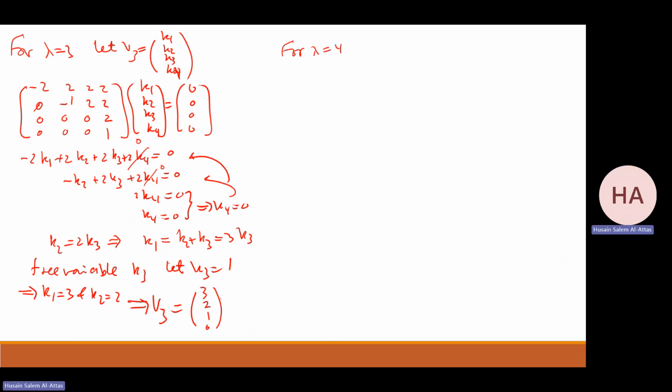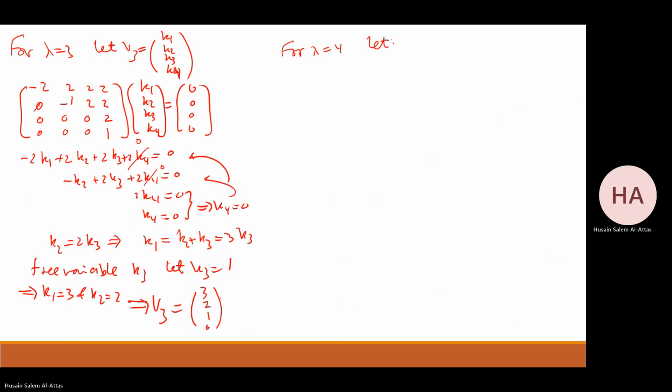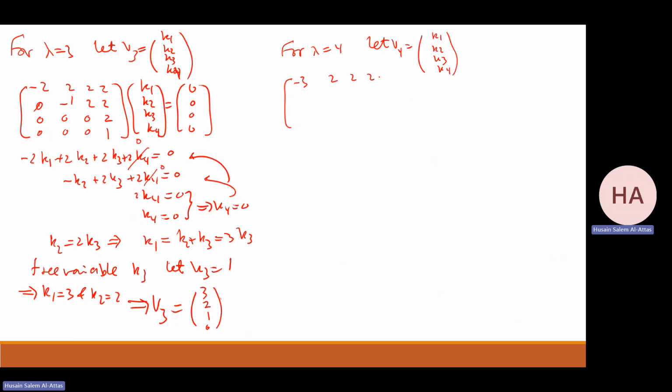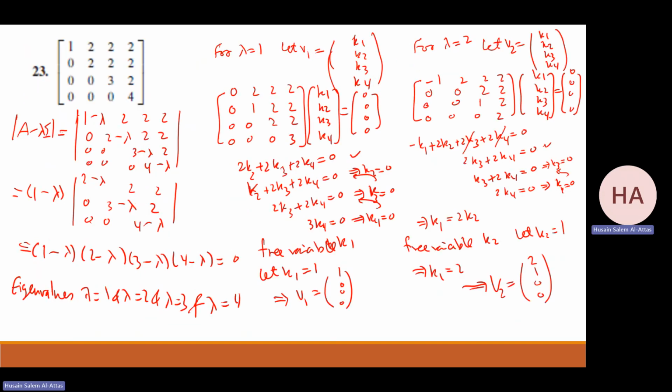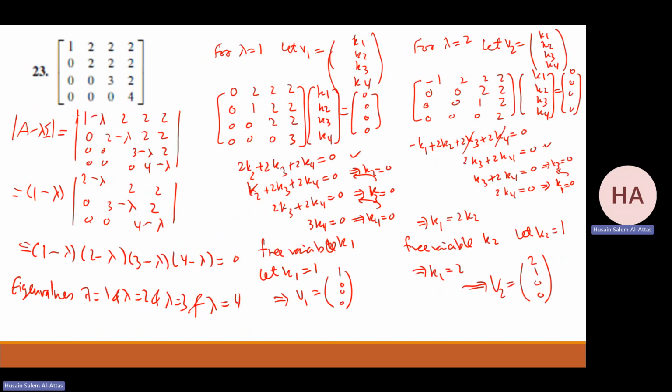Let me see what will happen. I let V4, now solve the system. I have what? 1 minus 4, that will be minus 3, 2, 2, 2. Okay. 0, minus 2, 2, 2. 0, 0, minus 1, 2. 0, 0, 0. What was the last one? 0.